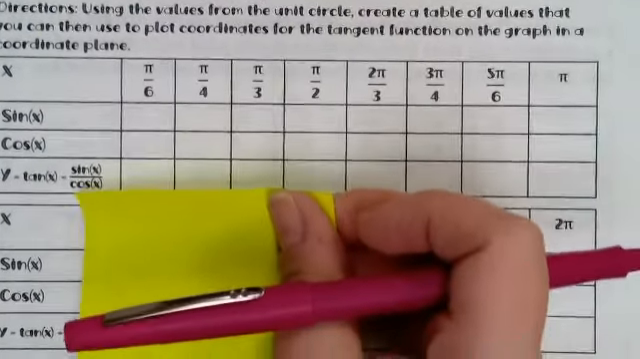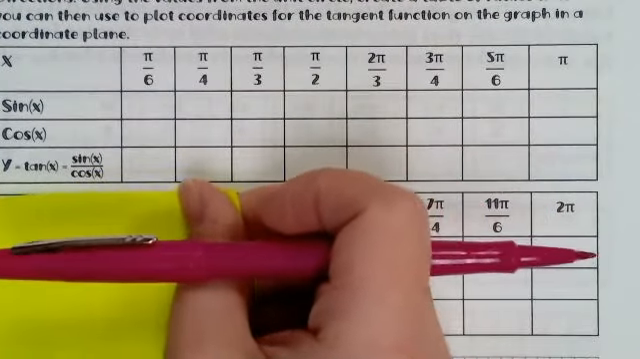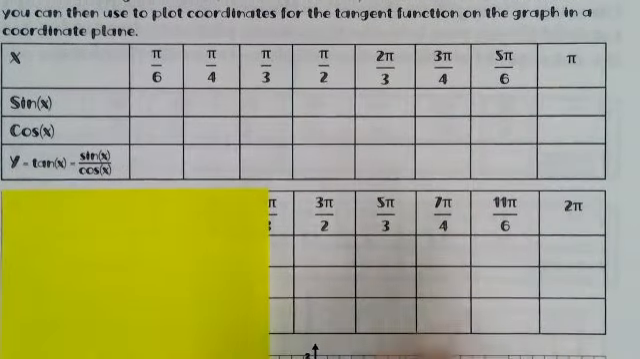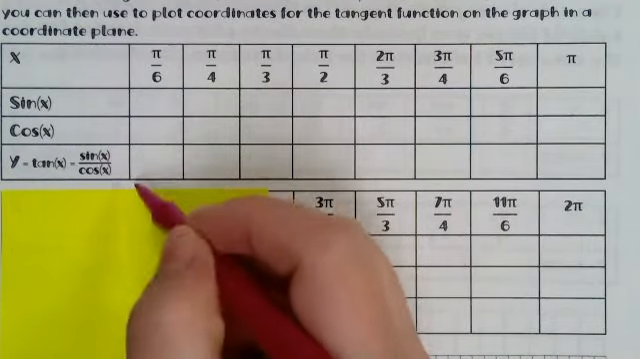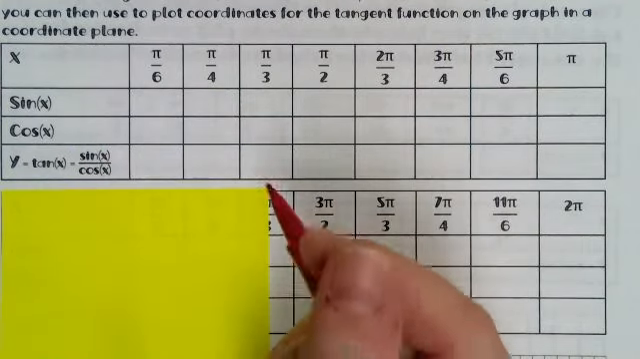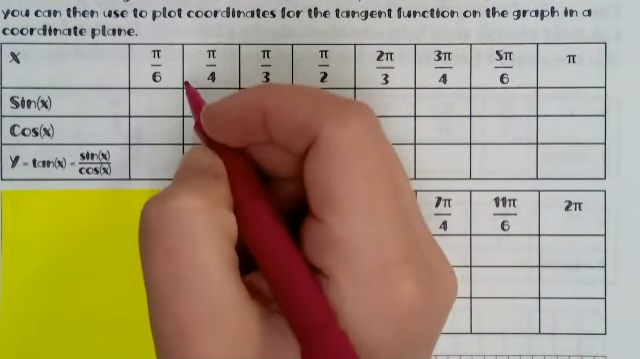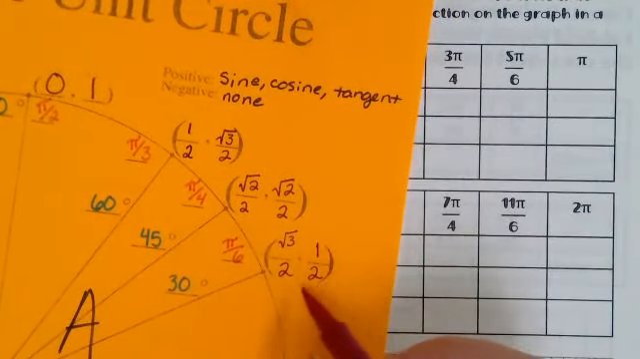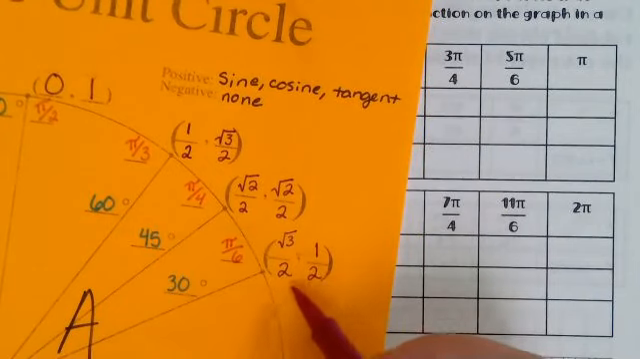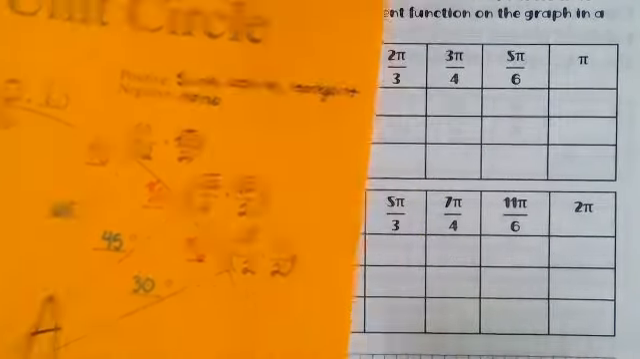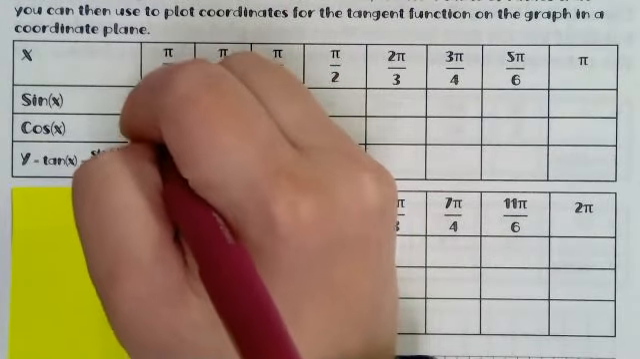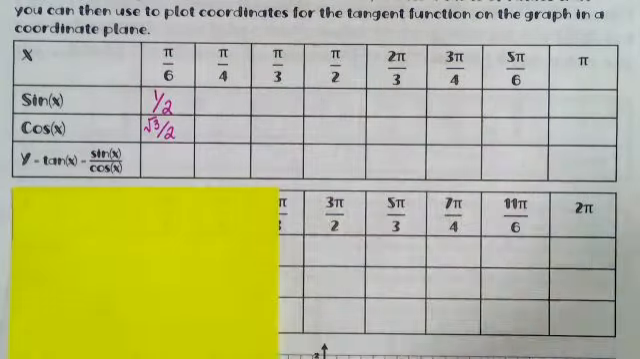Okay. Like I was saying a minute ago, we're going to use the unit circle to help. We're going to find what the sine and cosine are, and then we'll be able to tell what tangent is by dividing them. So at pi over 6, according to my unit circle, the y value is 1/2. That's the sine. The x value is square root 3 over 2. That's the cosine. So sine is 1/2, cosine was square root 3 over 2.